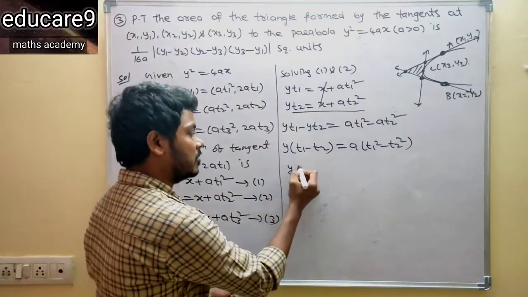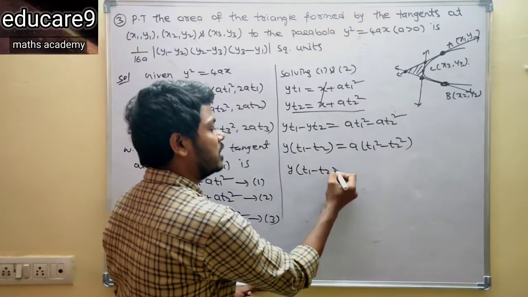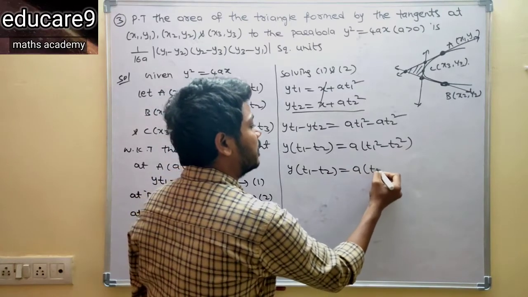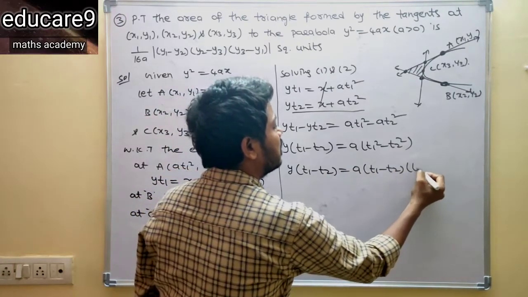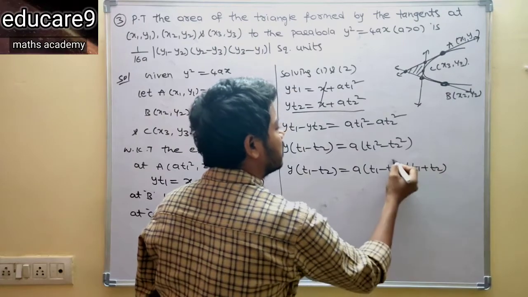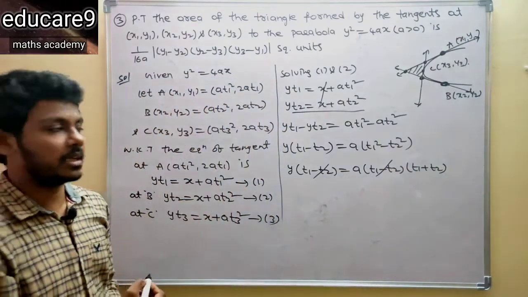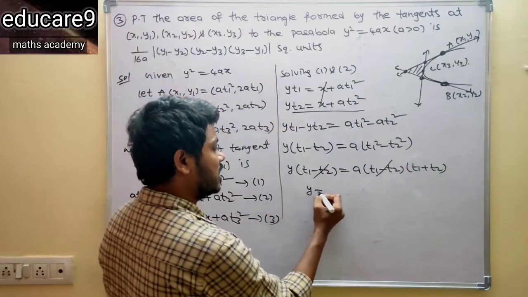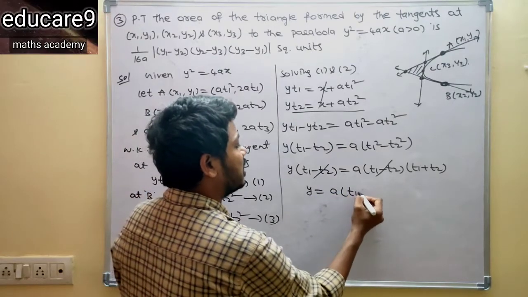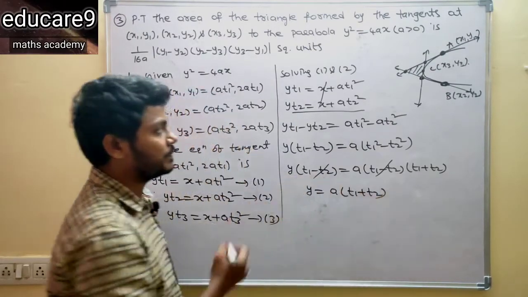Now again this is y of t1 minus t2 is equal to a into t1 minus t2 into t1 plus t2. So t1 minus t2, t1 minus t2 get cancelled. So what is the y value? y is equal to a of t1 plus t2.